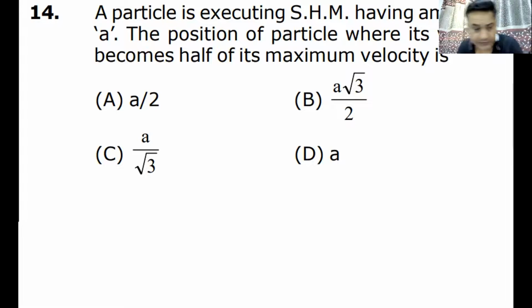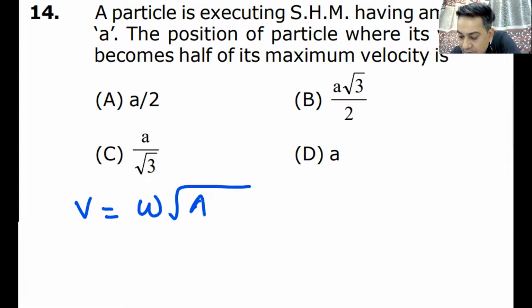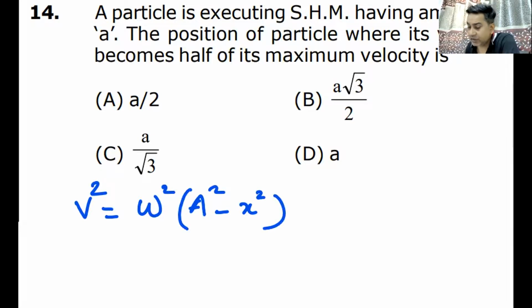Well, I saw some raised hands. How are we going to do this? We will just apply the formula of V is equal to omega into root over A square minus X square. Do we understand this? Or I can use the formula with squares, so I will use V square is equal to omega square into A square minus X square. This is better. Now it is given that we have to find the position of the particle when the velocity becomes half of its maximum velocity.